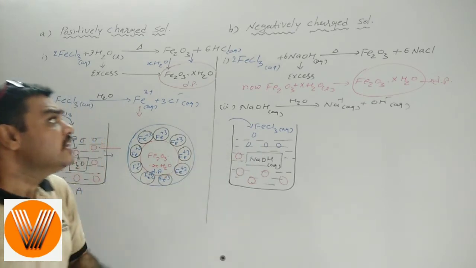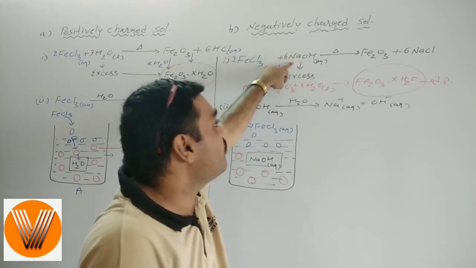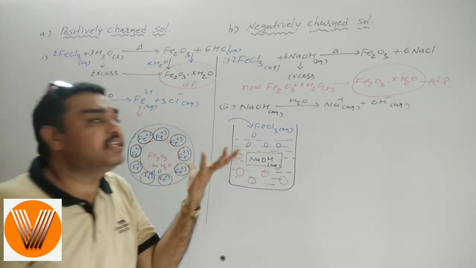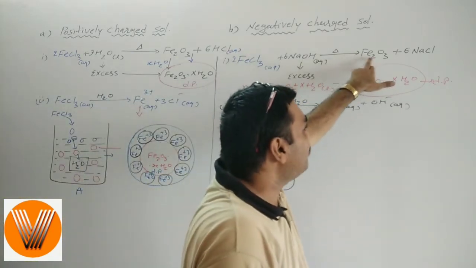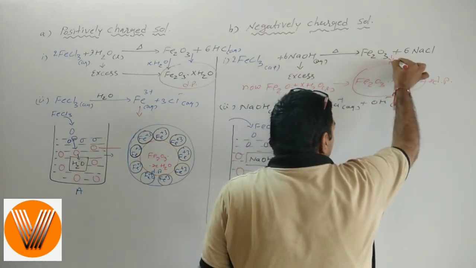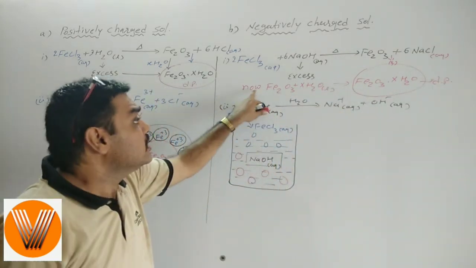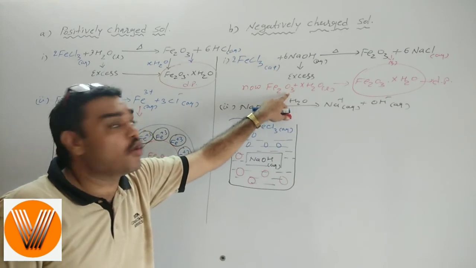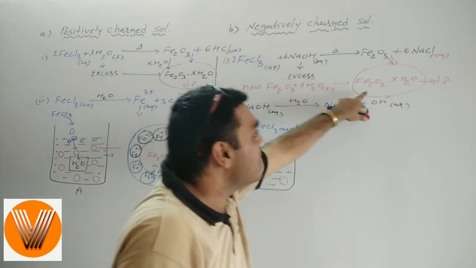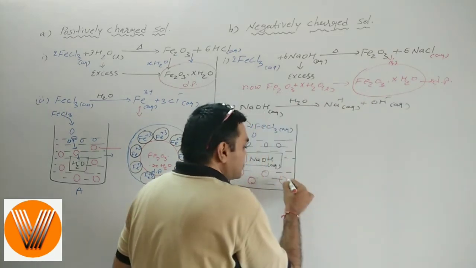Similarly, here you find that FeCl3 aqueous solution is added to excess NaOH, an alkaline, basic medium, and warmed slightly. Then it forms Fe2O3 in solid form. Precipitation takes place, with 6 NaCl aqueous. Now this Fe2O3, ferric oxide, reacts with water present as the aqueous medium and forms the Fe2O3.xH2O dispersed phase, like this.